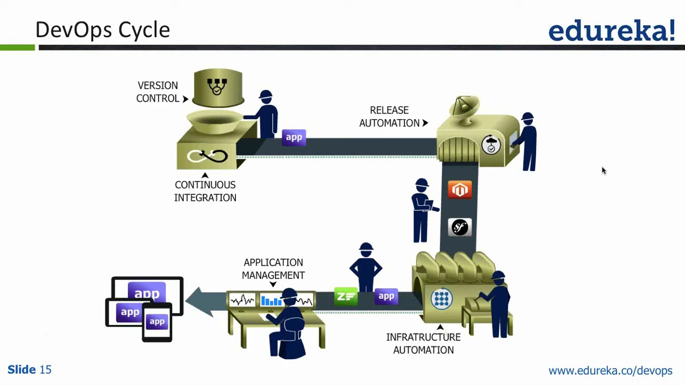Now when you come down to this slide, it talks about infrastructure automation. That means you need to have some kind of automation in place. If you know about AWS, which is the cloud infrastructure service provider, they provide elasticity to the infrastructure.